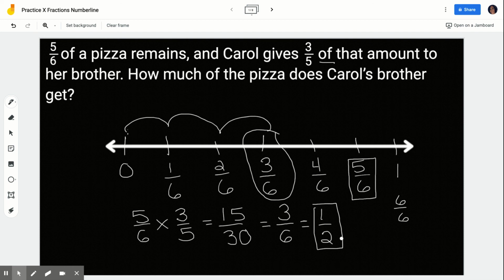Okay, let's look at another example. I know that was a little fast, so we'll try another one.